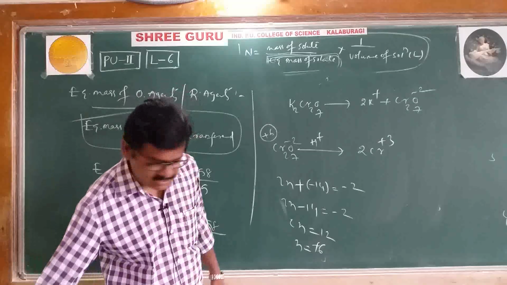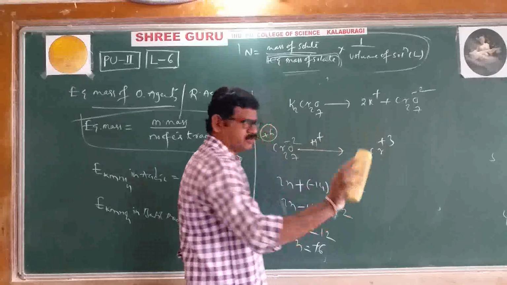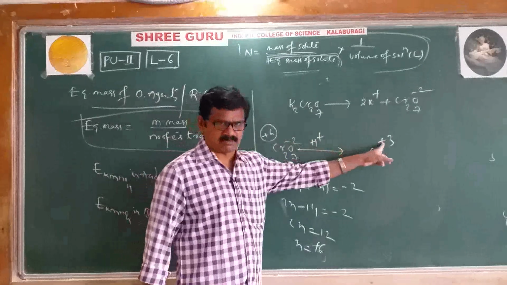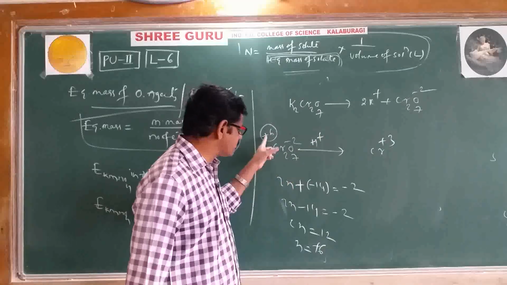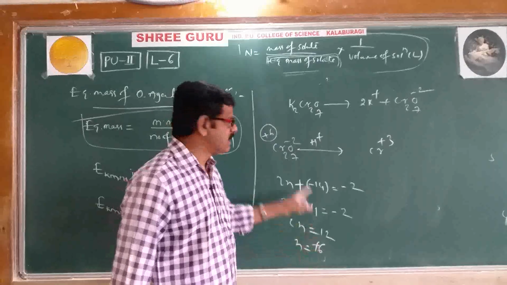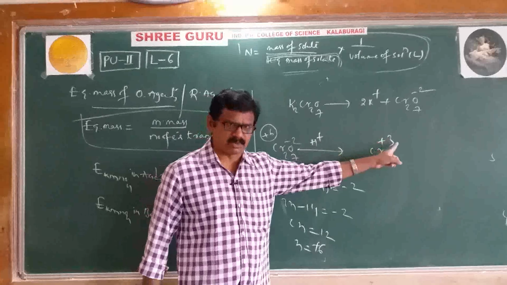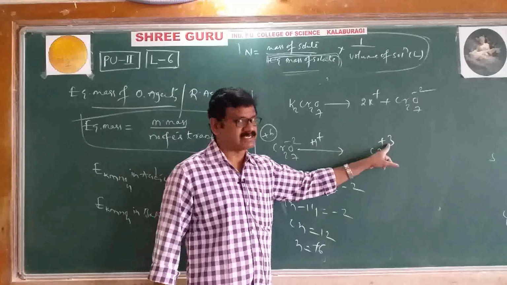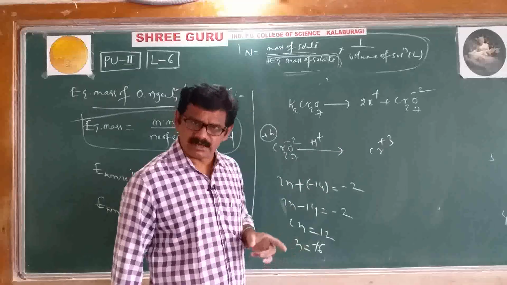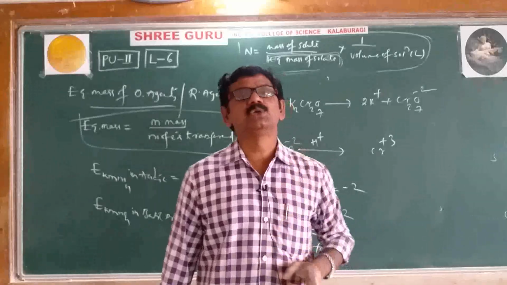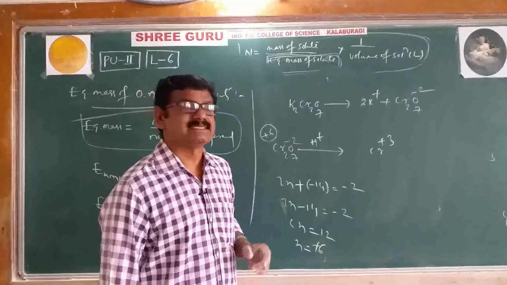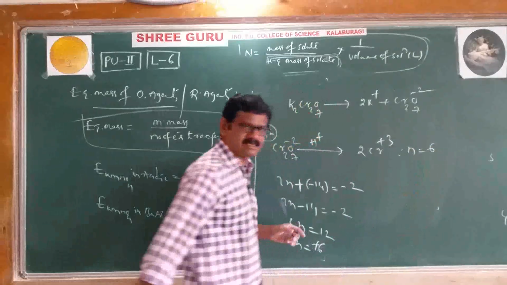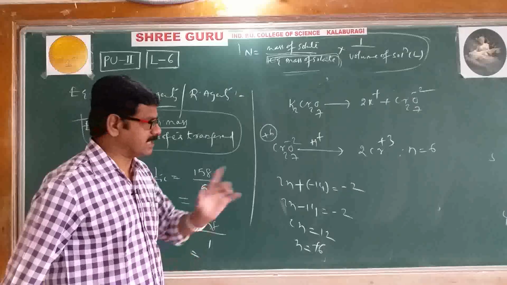Suppose we take only one chromium for understanding purposes. Here one chromium oxidation state is 6, here also one chromium oxidation state is 3. The difference is 3, remember. But in this reaction total 2 chromiums are there, so 2 into 3, total 6 electrons will be transferred. Therefore n value is 6, remember. Why?